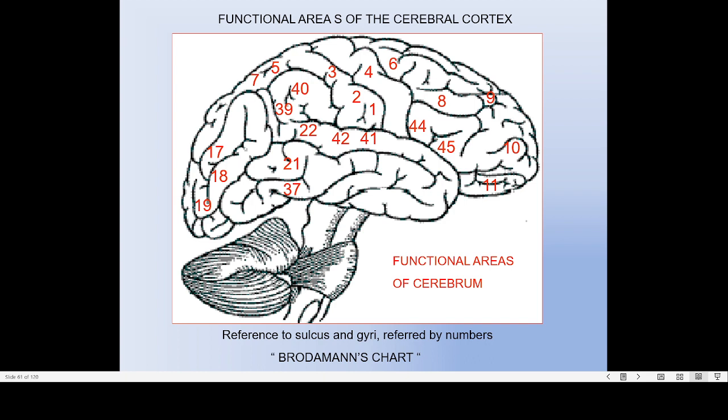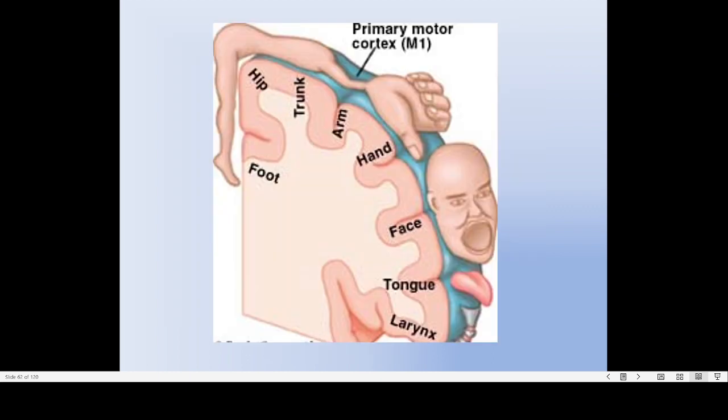According to that number, the functional area is identified. This is particularly known as Brodmann's chart. Numbers 1, 2, 3, 4, 5, like that, are given to the particular centers, and in total it forms a chart. So this chart is called Brodmann's chart.